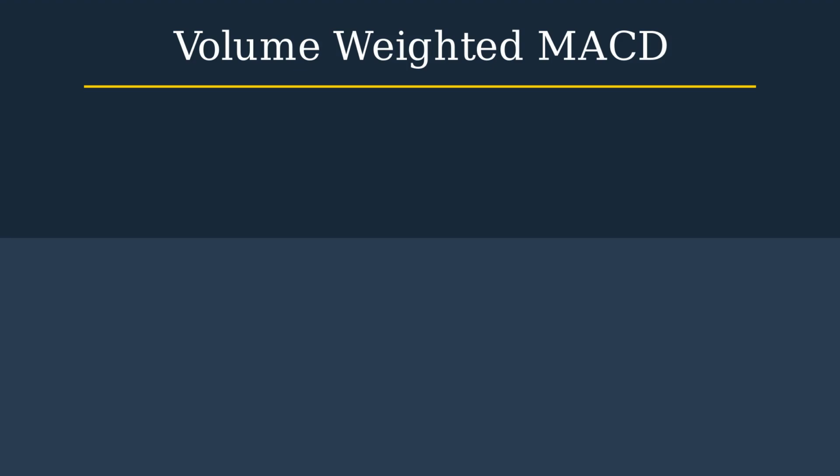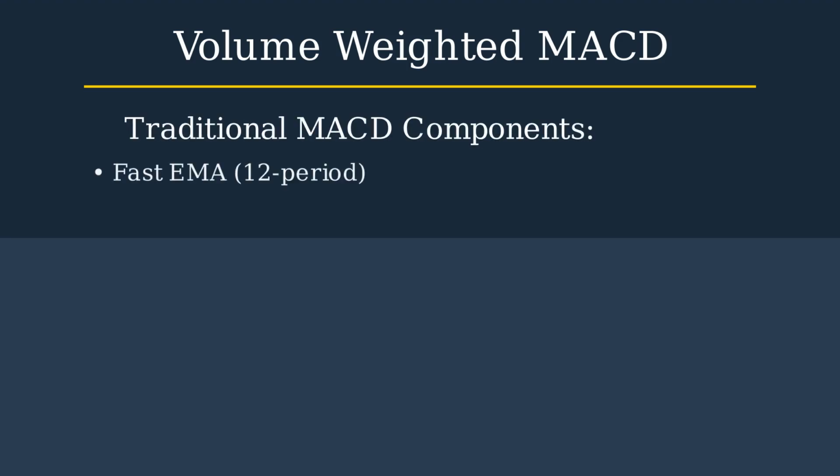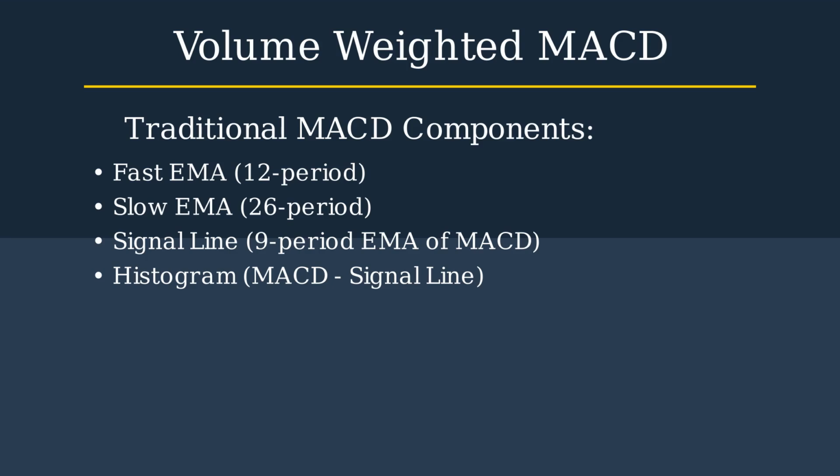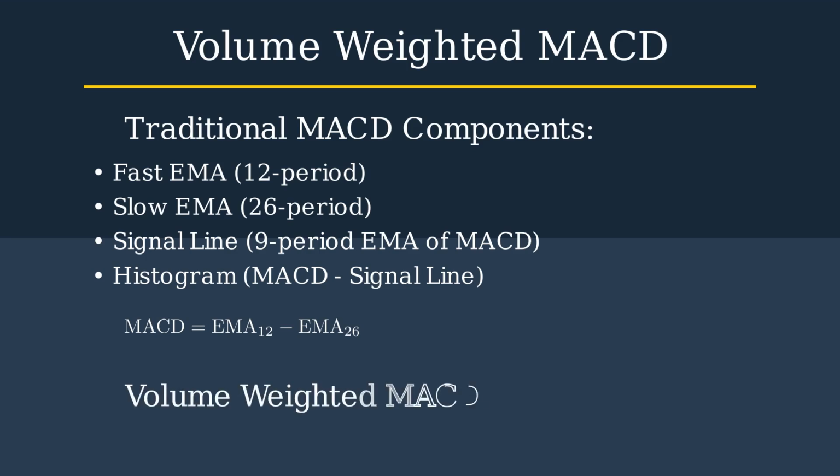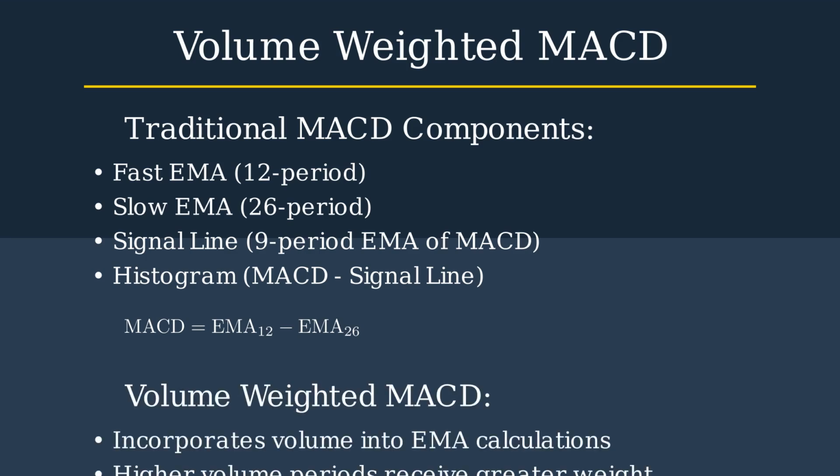Volume-weighted MACD enhances the traditional moving average convergence-divergence indicator by incorporating volume into its calculation. To understand VMACD, let's first review the components of the standard MACD. The traditional MACD formula subtracts the 26-period exponential moving average from the 12-period exponential moving average. Volume-weighted MACD modifies this approach to add volume as a weighting factor.